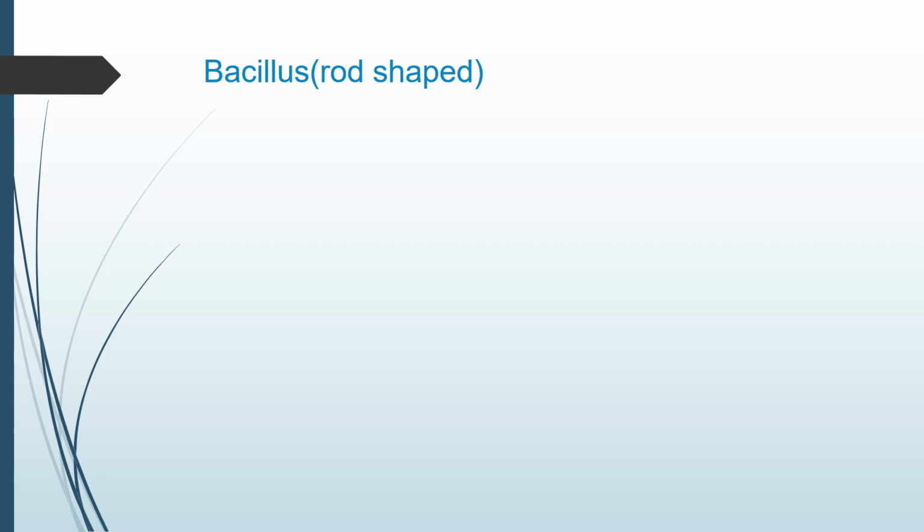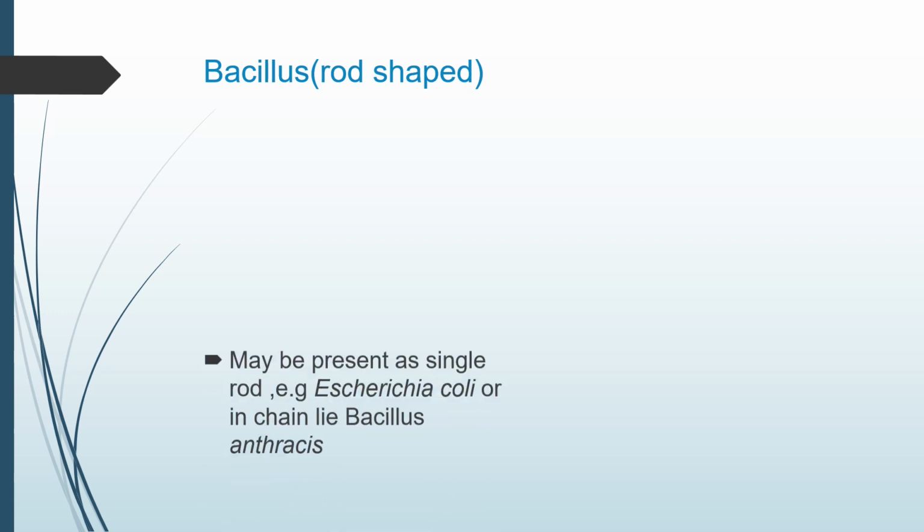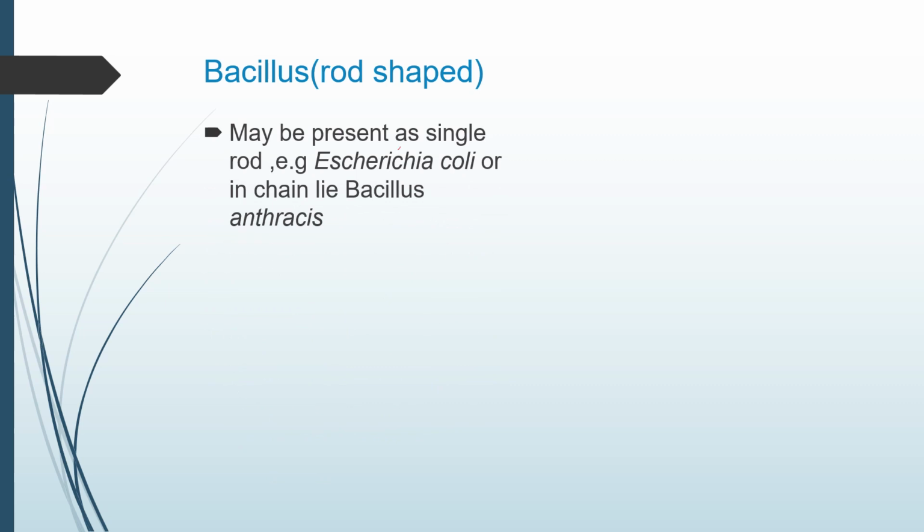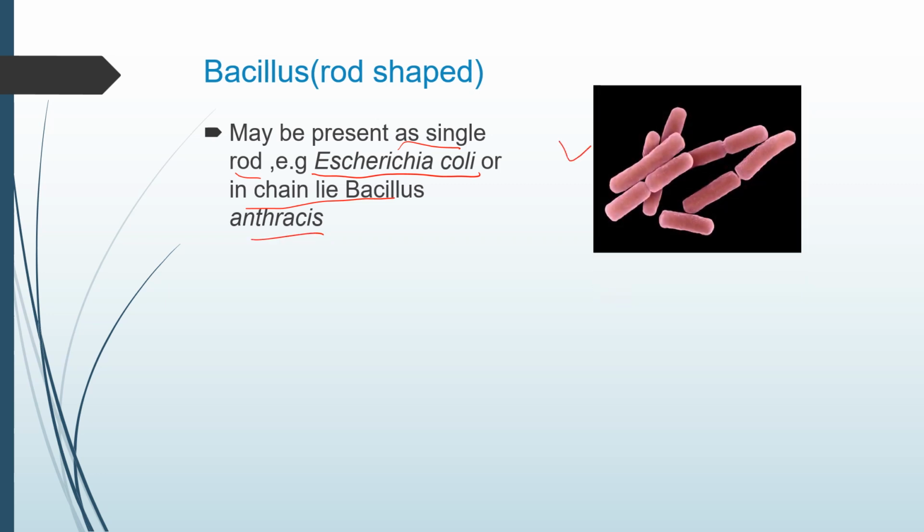Now next comes bacillus, or rod shaped. Let us see how rod shaped bacilli look. They may be present as a single rod, like E. coli or Escherichia coli, or in chain like Bacillus anthracis. This is Bacillus anthracis. It remains in chain.